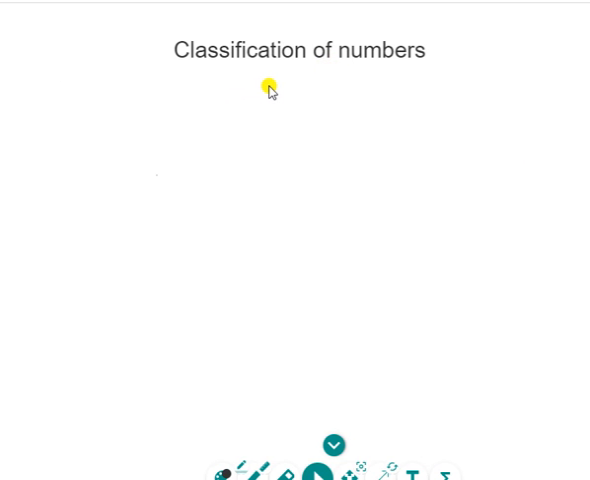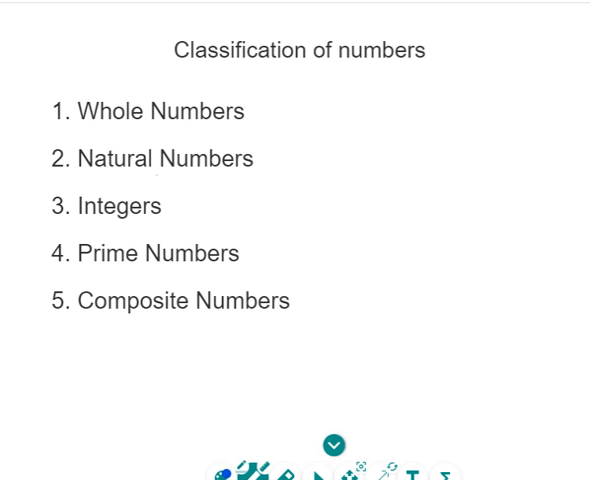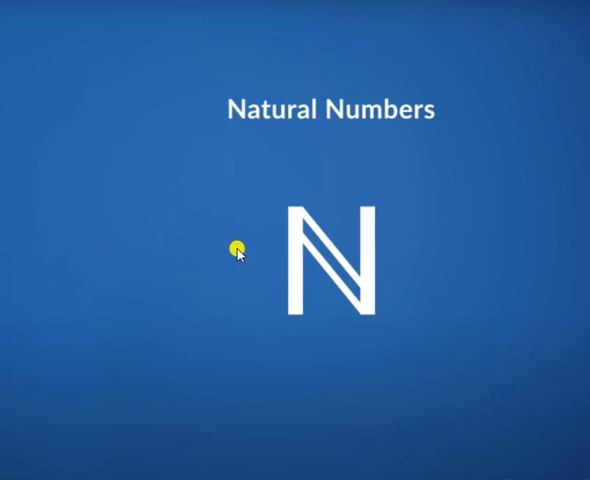By the end of this lesson, you will be able to classify numbers as whole numbers, natural numbers, integers, prime numbers, and composite numbers. However, these concepts are not new for you. You might have heard of these numbers before, but we will just review all of them stepwise. First of all, we will begin with the natural numbers.